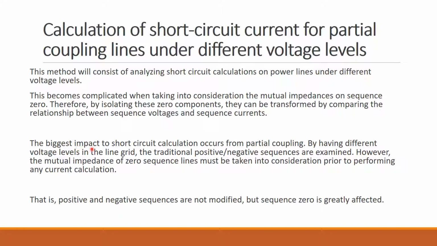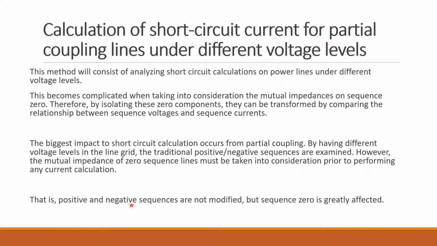The biggest impact to short circuit calculation occurs from partial coupling. By having different voltage levels in the line grid, the traditional positive and negative sequences are examined. However, the mutual impedance of zero sequence lines must be taken into consideration prior to performing any calculation. So basically, we're trying to account for those different sequence 0 components. Plus sequence and minus sequence are actually going to remain the same. And this is mentioned right here.